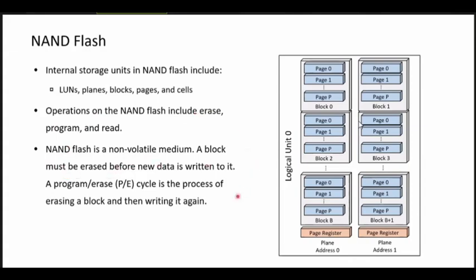That's why you have the life cycle. A program and erase cycle is a process of erasing a block and then writing it again. So you keep writing and erasing the same block. Of course, that cell or that plane and all this stuff will have fewer read and write cycles, or P&E cycles, right?